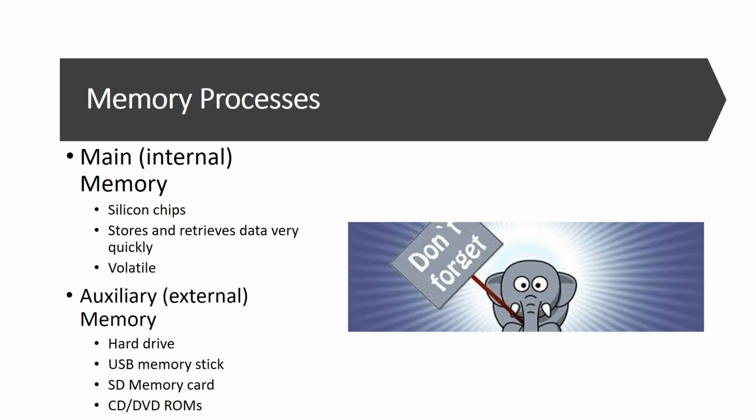As I alluded to previously, there are two main memory processors. There's the main internal memory, which is usually a silicon chip, and this enables data to be stored and retrieved very quickly. It's known as a volatile memory, and it can be erased and will be erased every time you turn off your computer. And there's the external memory, or the auxiliary memory, which is generally the hard drive, the USB memory stick, an SD memory card, CD, DVD, ROMs, etc.